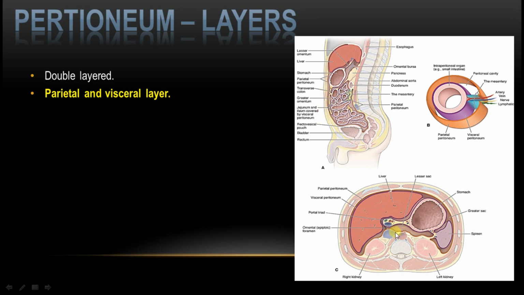So it consists of two layers. One is the parietal layer, which is adhered to the interior of the body wall, and the visceral layer, which is in close approximation to the viscera. The parietal layer is fibroelastic and it lines the wall of the abdomen. So the anterior abdominal wall, lateral, and then it also lines the posterior abdominal wall. This is the back region, not here.